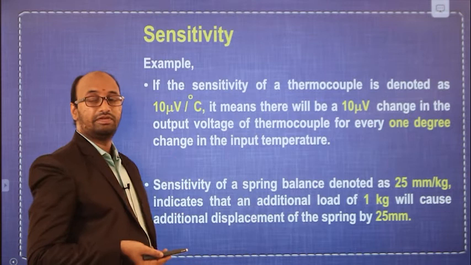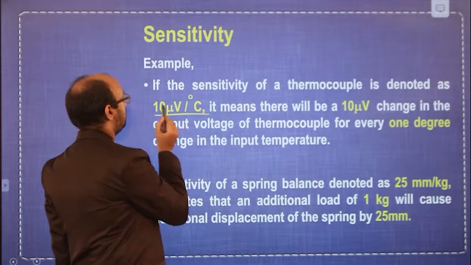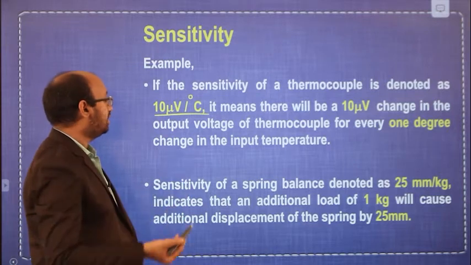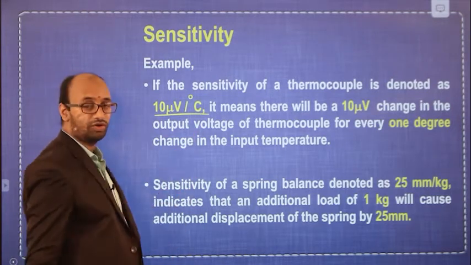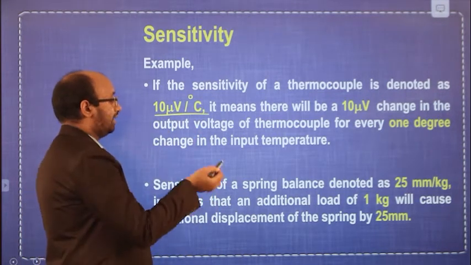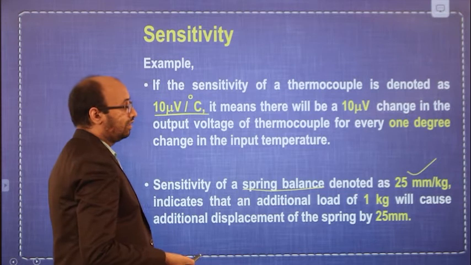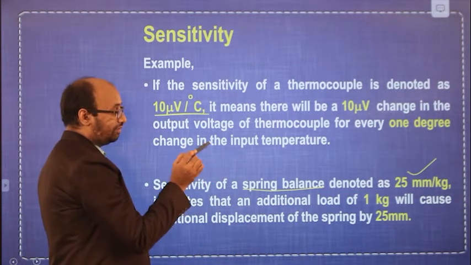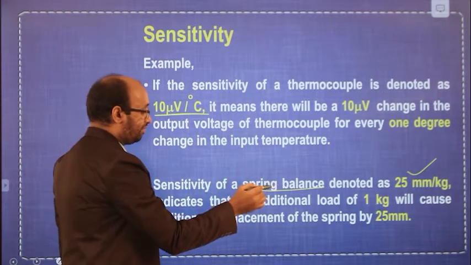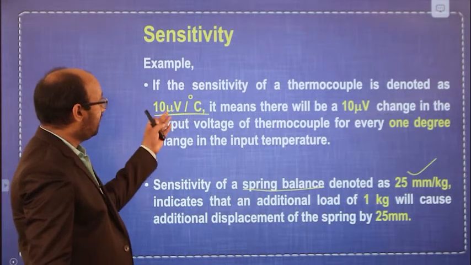Let us understand this with an example. Let us suppose the sensitivity of a thermocouple is specified as 10 microvolts per degree centigrade. It means for every 1 degree change in the temperature, there will be a change of 10 microvolts in the output. So this is the sensitivity of a thermocouple. Similarly, if the sensitivity of a spring balance is specified as 25 mm per kg, it means that for every 1 kg weight that is added to the spring balance, there will be a displacement of 25 mm in the spring. So the sensitivity is specified like this.